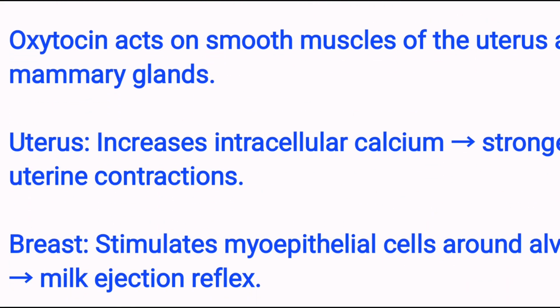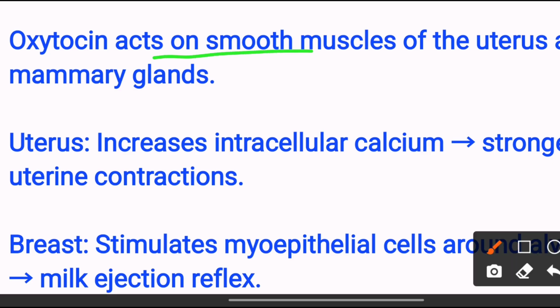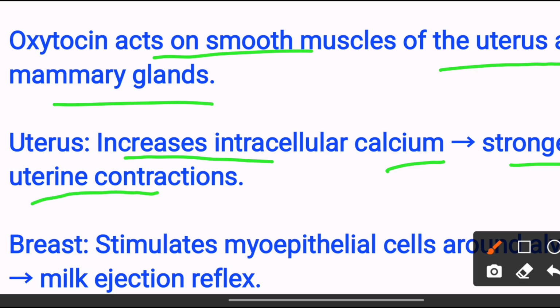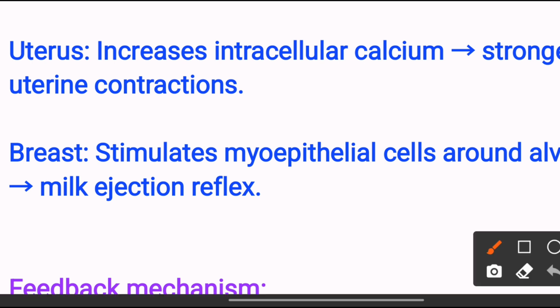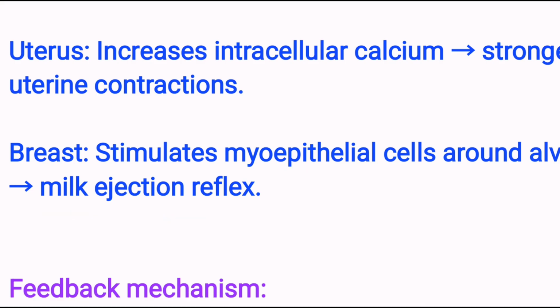And what is the mechanism of action? Oxytocin acts on the smooth muscle of the uterus and mammary glands. In the uterus, it increases the intracellular calcium and strengthens the uterine contraction. In the breast, it stimulates the myoepithelial cells around the alveoli and helps in the milk ejection reflex.